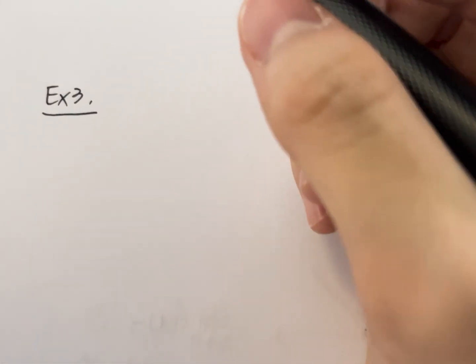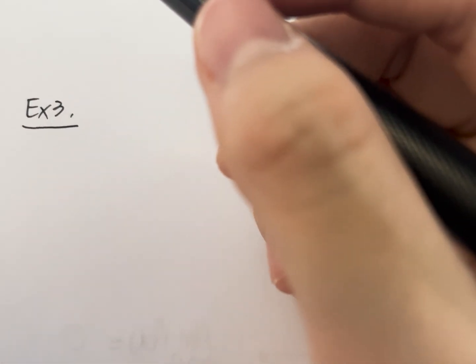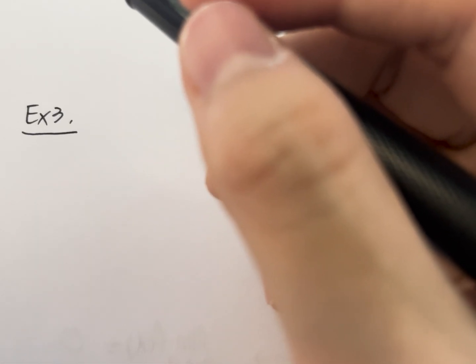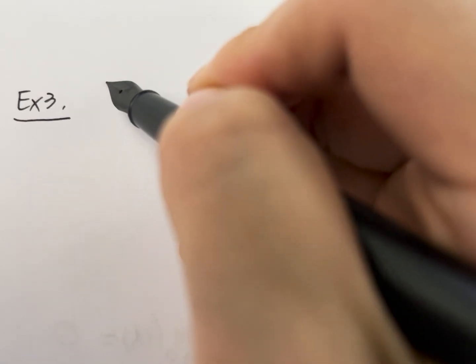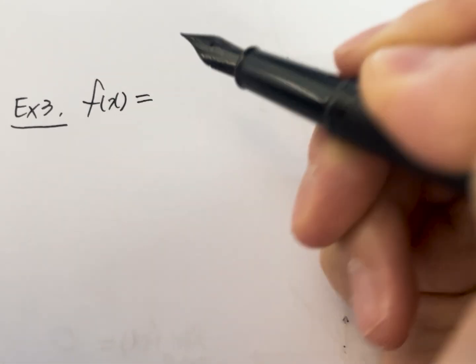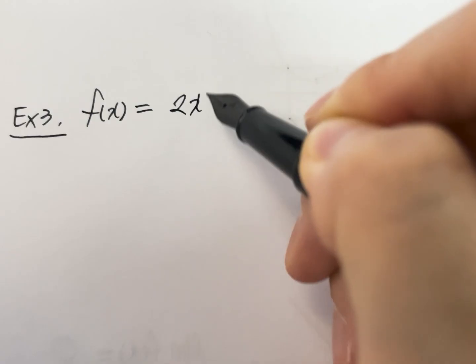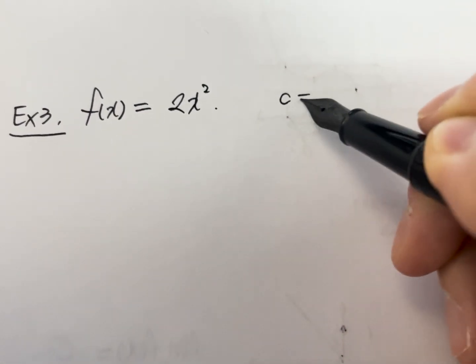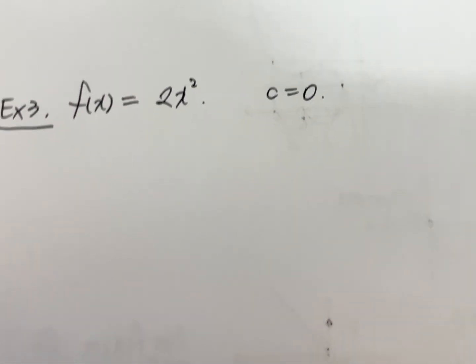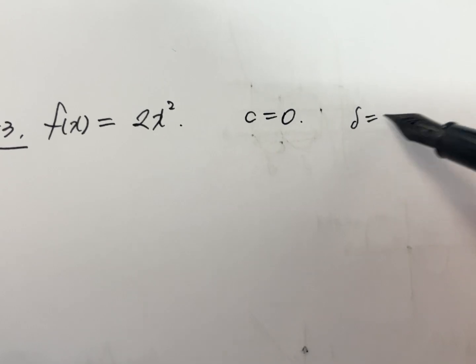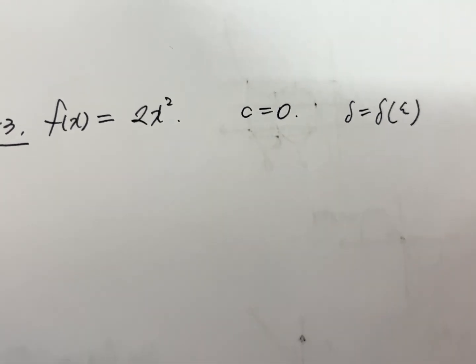Third example. Let's work out explicitly how to find the delta in terms of epsilon for a given function. I choose f(x) equals 2x squared and c equals 0. We want to find delta in terms of epsilon.